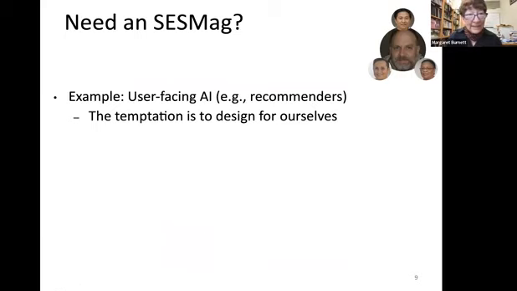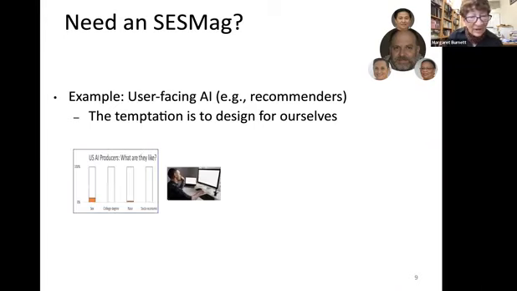Okay, so do we, though, really even need an SESMag? Well, let's just look at one example. This example is user-facing AI. So, for example, something that makes recommendations to you. Now, the trouble that so many people in the software profession have, or pretty much the whole human race for that matter, is that we're tempted to design for ourselves.